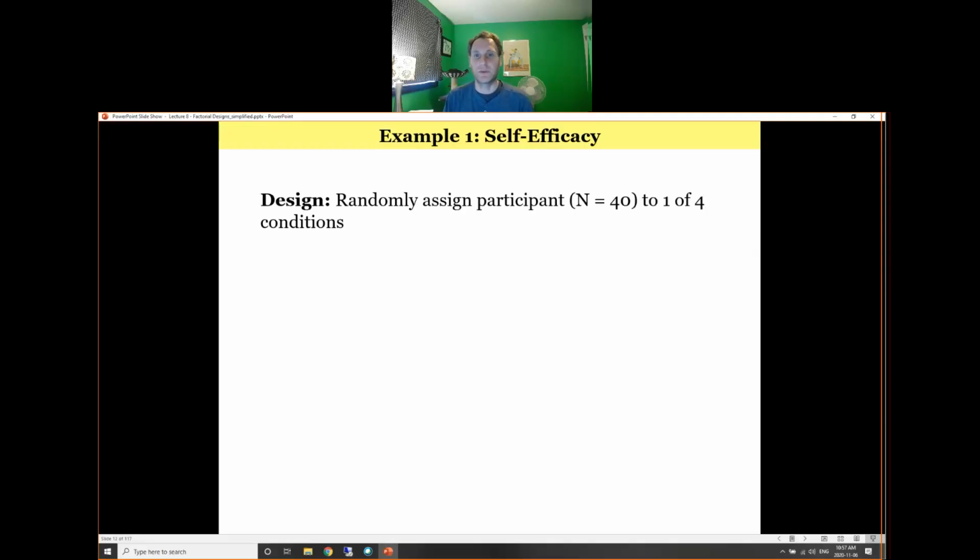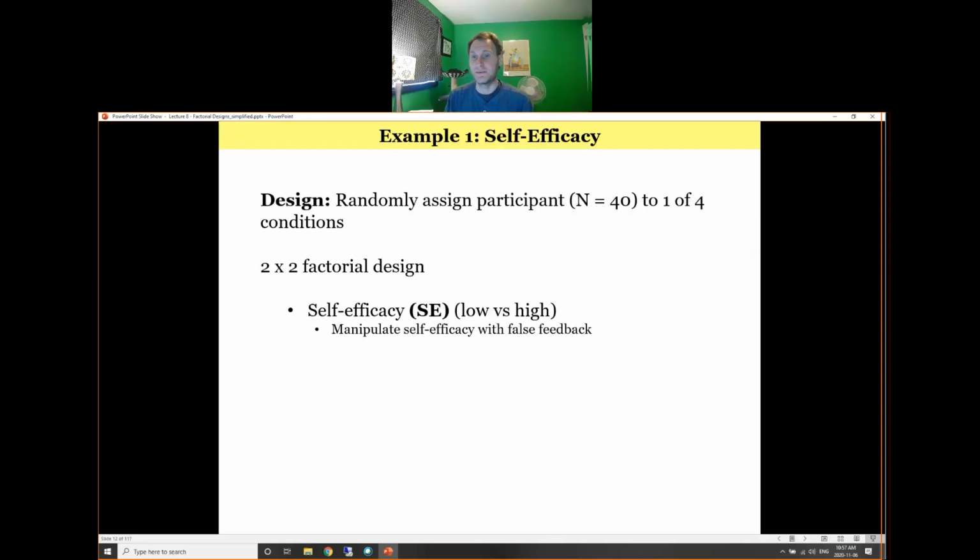So what we did was we randomly assigned participants. Again, I kind of fudged these numbers to make it simple. I just said there was 40 participants. Our study was a little bit more complex than this, but this is the simplified version, right? So for our purposes here, we randomly assigned participants to one of 4 conditions. It's a 2x2 factorial design where self-efficacy can take on high or low values.